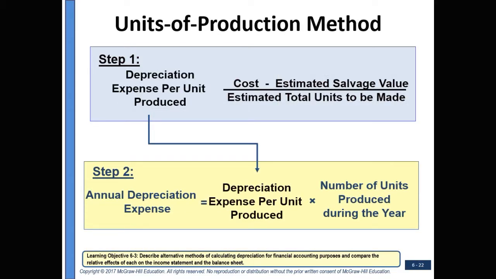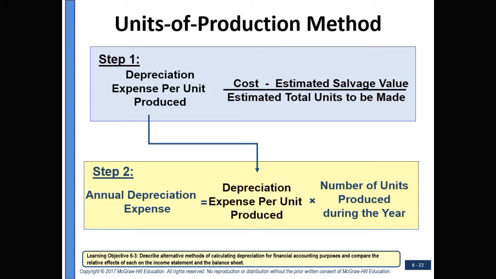Another non-accelerated method is the units of production method. This calculates the depreciation expense based on a per unit produced. The formula is similar to the straight line method. We take the cost minus estimated salvage value, and then instead of dividing it by years of life, we divide it by the estimated total units to be made.